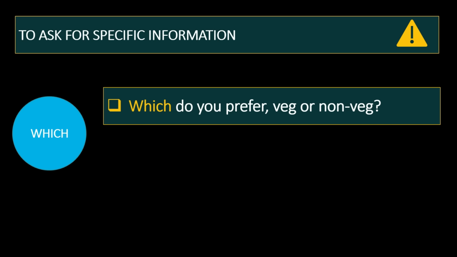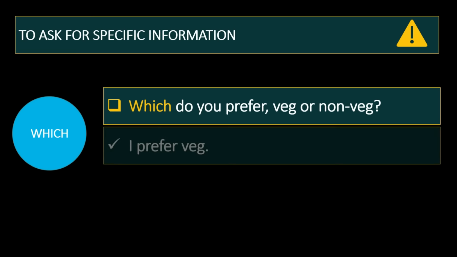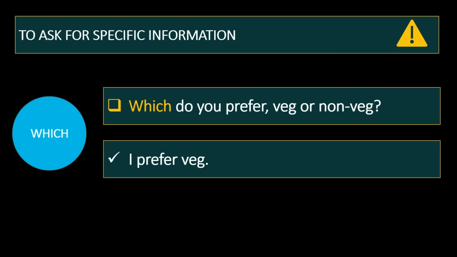Which do you prefer, veg or non-veg? I have used the question directly because there is no other way to explain this. See here, the speaker wants to ask about something specific, veg, non-veg. There are not many options, only limited options. It's not a general thing. And the usual answer can be, I prefer veg, or you can say, I prefer non-veg.